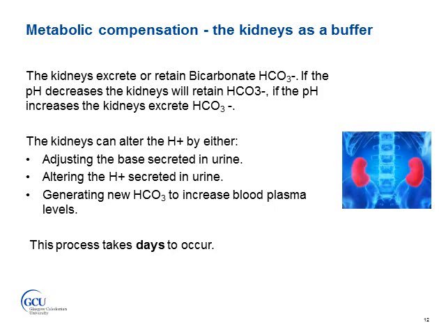Metabolic compensation, the kidneys as a buffer. The kidneys excrete or retain bicarbonate if the pH decreases. The kidneys can retain carbonic acid if the pH increases, and the kidneys can excrete carbonic acid. The kidneys can alter the hydrogen ions by either adjusting the base secretion within the urine, altering the hydrogen ions secreted in the urine, or generating new carbonic acid within your blood plasma. This is a complicated process and takes days to occur.